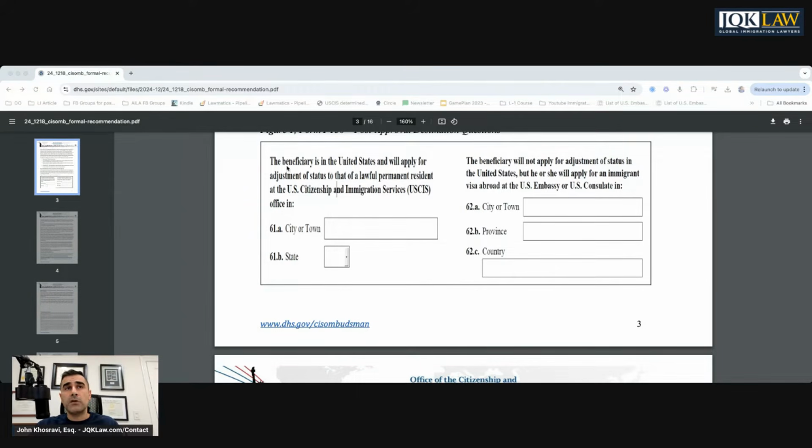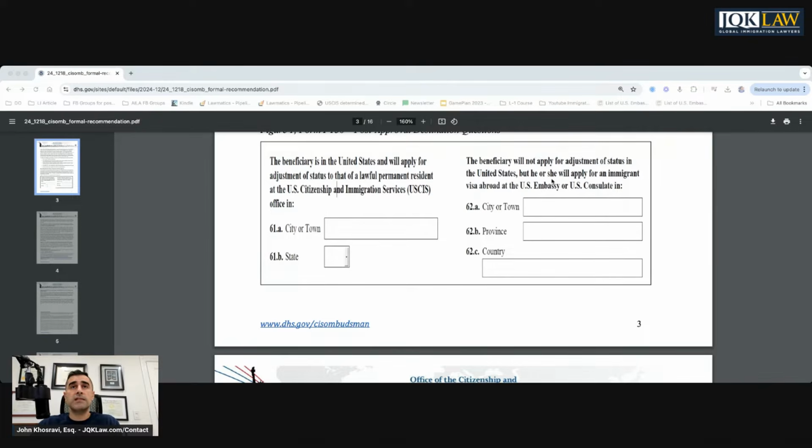Essentially, on the bottom left, there'll be a question that says, the beneficiary is a person getting a green card in the United States and will apply for adjustment of status. That's the green card process if you're in the United States to become a lawful permanent resident with USCIS, and you list their city and town, and that allows them to know which local field office for USCIS, the Immigration Department in the U.S., will do it.